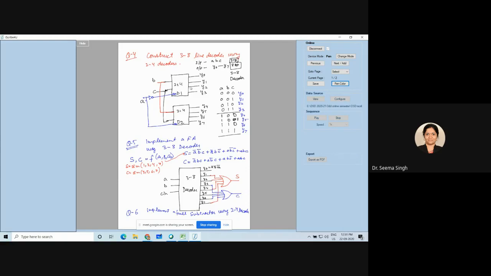So this question is something which all of you should be able to do. Is this clear? Any doubt in the question? Okay, so this is clear.